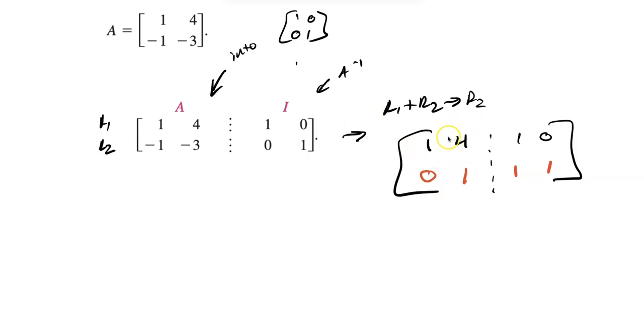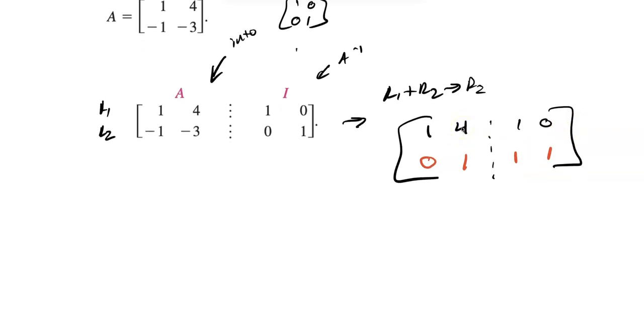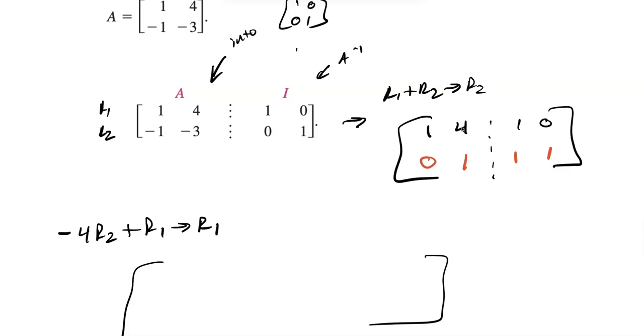Next, that part's done. I want to get rid of this 4 here. So I'm going to multiply row 2 by -4 and add it to row 1, and that'll make my new row 1. I'm trying to make this entry a 0. So we're going to do -4 times row 2 plus row 1 and make that my new row 1. First, let's rewrite the row we're not changing. We're not changing row 2, so I'm going to keep it the way it is.